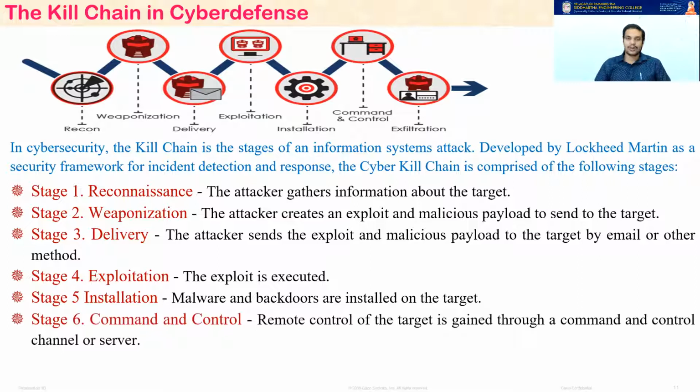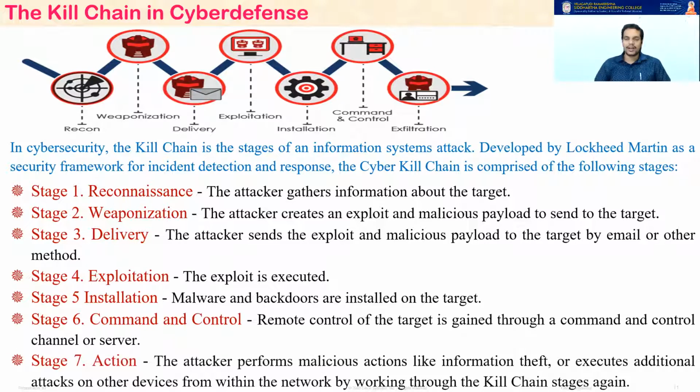Once the exploit is executed, the next stage, stage 5, is the installation process. So that exploit might contain malware or a rootkit, whatever you send. This malware will be executed on the system, and it creates backdoors for the attacker to enter into that system. Once the backdoors are created, complete control of the system is taken over by the attacker. That is called the command and control stage of the kill chain.